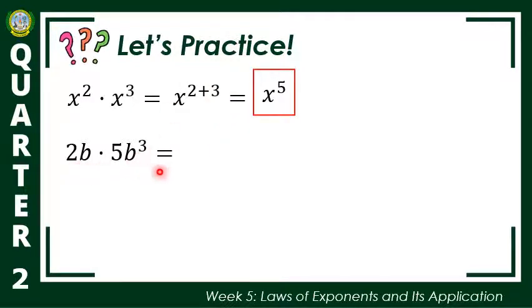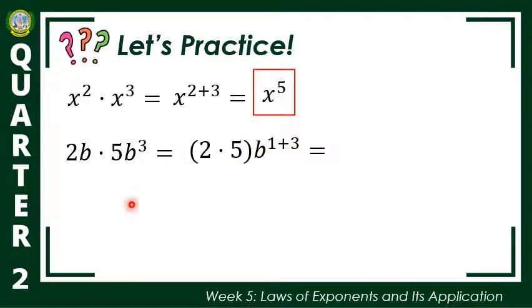So, i-separate natin para madali. I-separate po natin ang numerical coefficients dun sa variables. And then, i-apply natin yung product law dun sa variable natin. So, we will have 2 times 5. Okay? So, 2 times 5 times b raised to 1 plus 3.